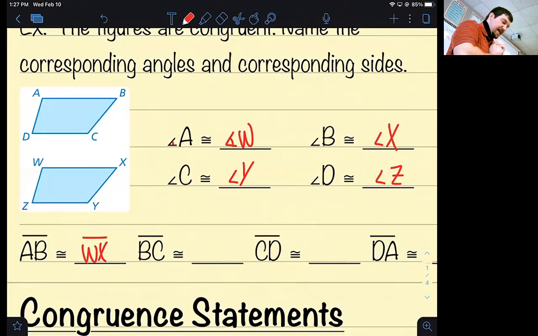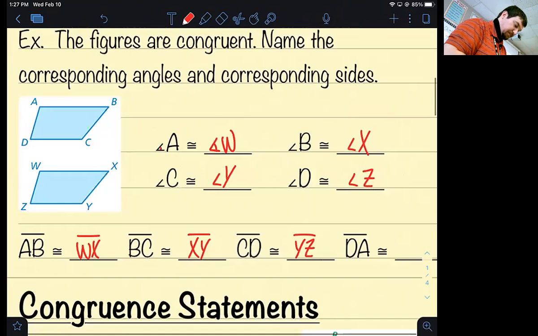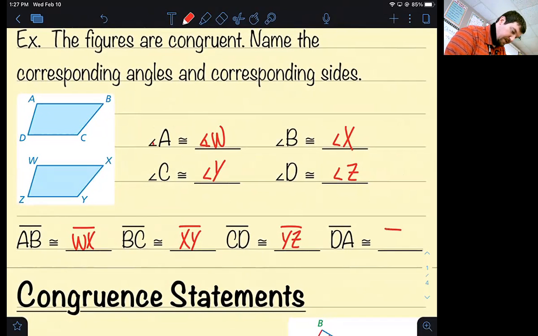What about segment BC, Max? XY. Again, YX would be the same side, but not the correct order. Jocelyn, what about CD? YZ. Excellent. And put these little segment bars over it, so we're not just talking about two angles, but a side that those two angles made up. Riley, what about the last one? Segment ZW. Nice. Segment ZW. I'm not sure why I made that one so small.